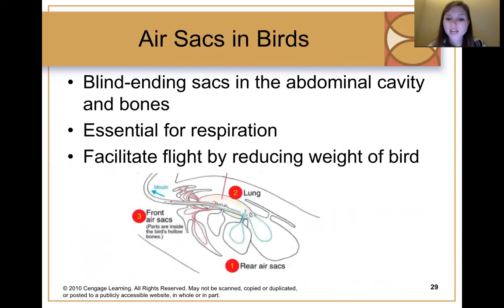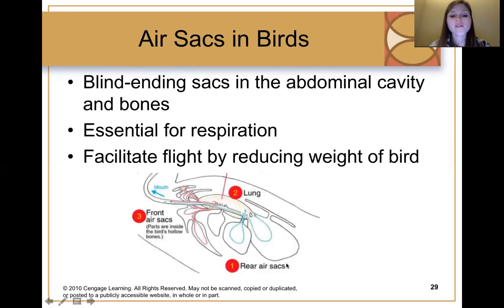So the air sacs in birds are blind-ending sacs in the abdominal cavity and the bones, and they're essential for respiration. So, breathing in, taking in oxygen, and then breathing out carbon dioxide. And they actually help to facilitate flight by reducing the weight of the bird. So when all of these sacs can fill with air, that makes the bird really, really light, and it helps them be able to fly. So that's kind of something that's different from mammals.